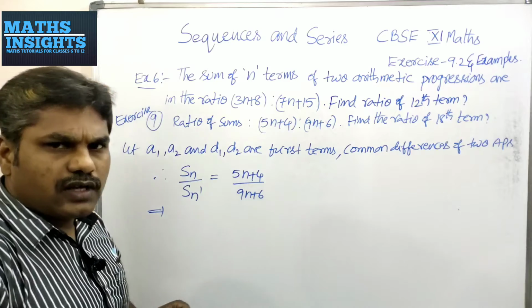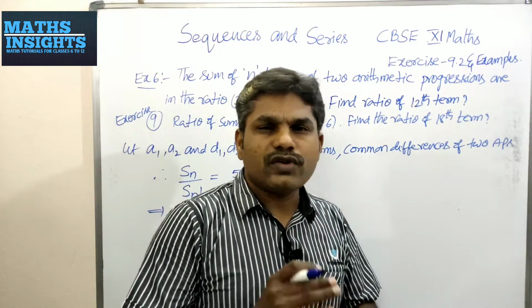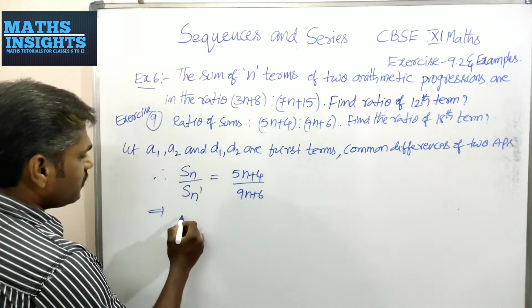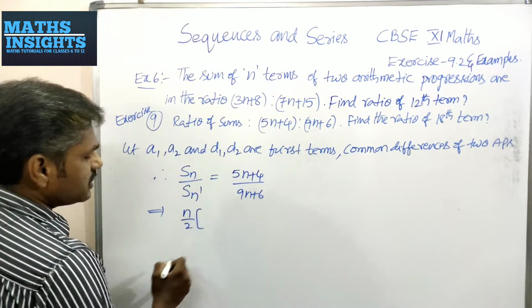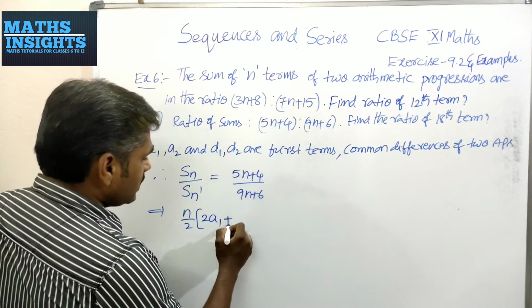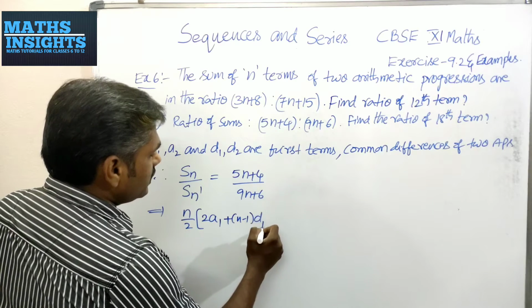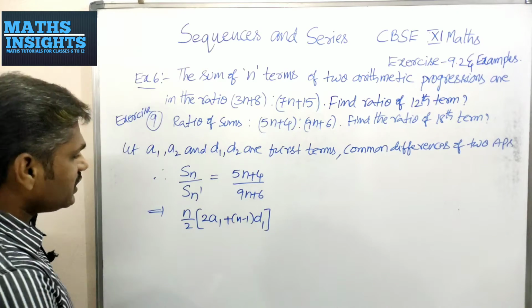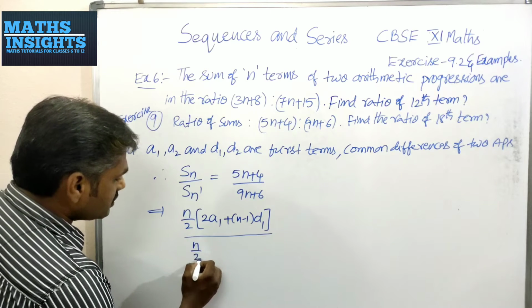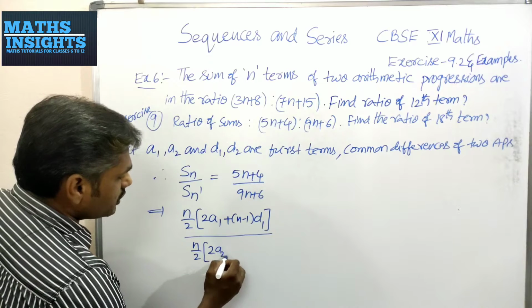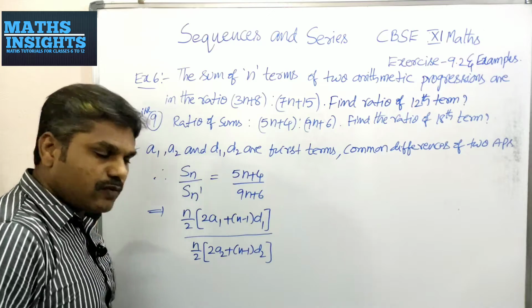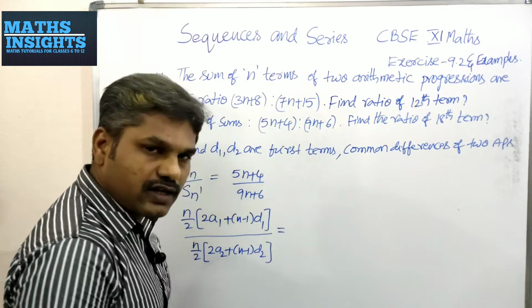You know, if a and d are known, you can find the sum of terms of any arithmetic progression by using the formula n by 2 into 2a1 plus n minus 1 into d1. This is the sum of n terms of the first arithmetic progression, and the second one is also n by 2 into 2a2 plus n minus 1 into d2. This is the formula for finding the sum of n terms of the second arithmetic progression.